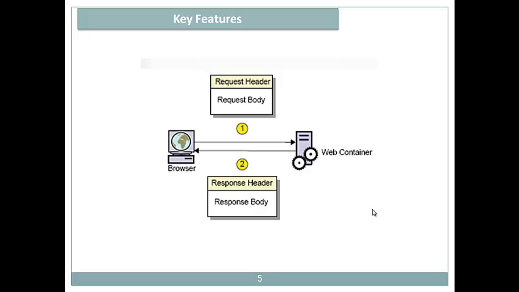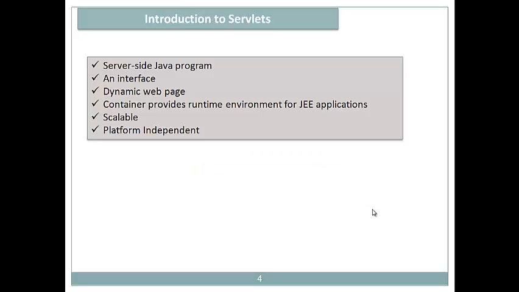Then have a look at this diagram. There are two basic components here. One is web browser, and the other is web container. Browser you might have installed on your machine already, and web container is basically an application that provides runtime environment for running Java Enterprise Edition applications.